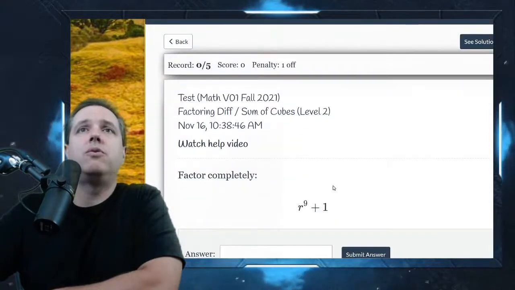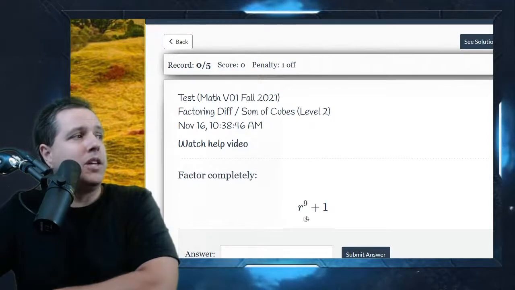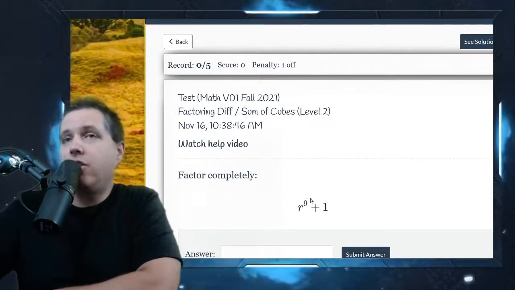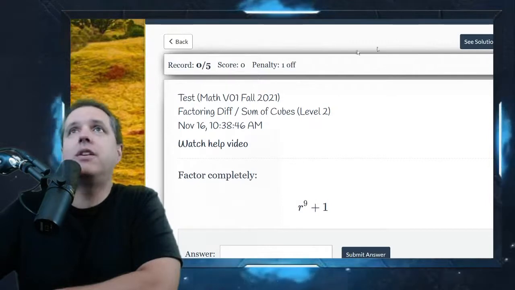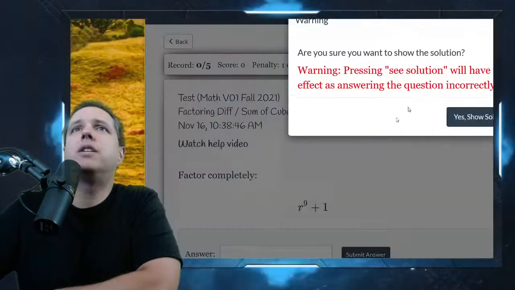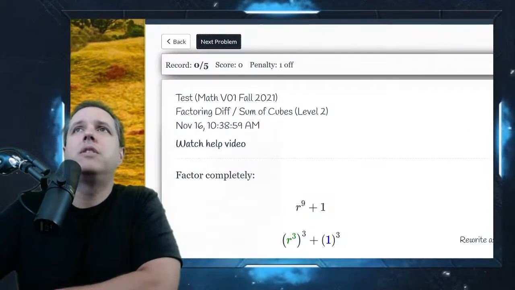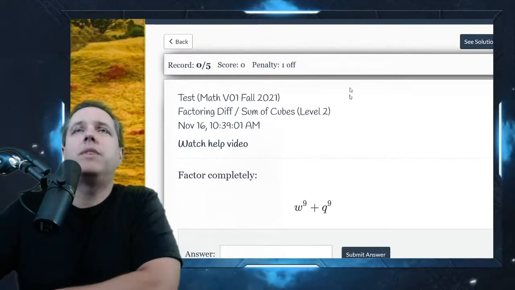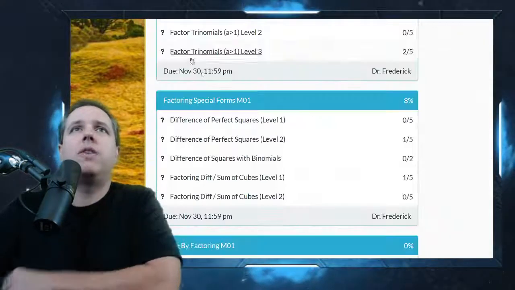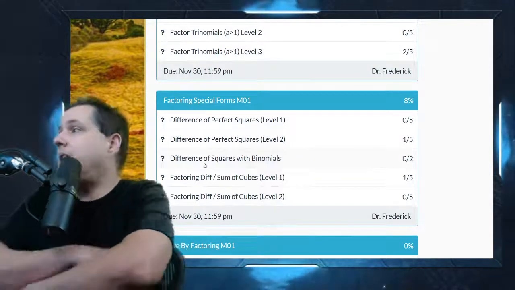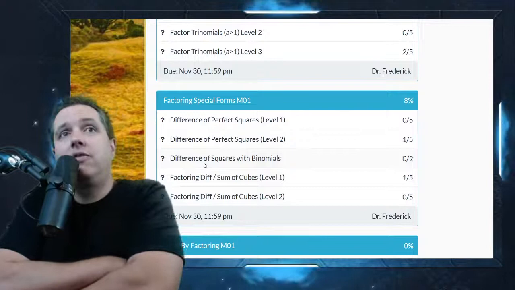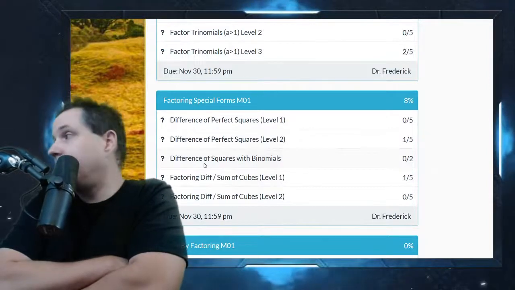What's level 2? What do you cube to get r to the 9th? It's r cubed. r cubed times r cubed times r cubed is r to the 9th, right? I actually want to do a different one. I don't want to do this one. Let's do the next problem. Okay, those are fine, but it's not what I was looking for. Anyways, that's the idea behind the sum of cubes and the difference of cubes. That's how that goes.